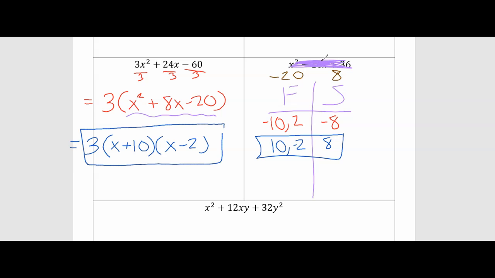And if you multiplied all three of those factors together, the 3 and then the 2 binomials, you would end up getting 3x squared plus 24x minus 60. All right, that is going to wrap this video up.